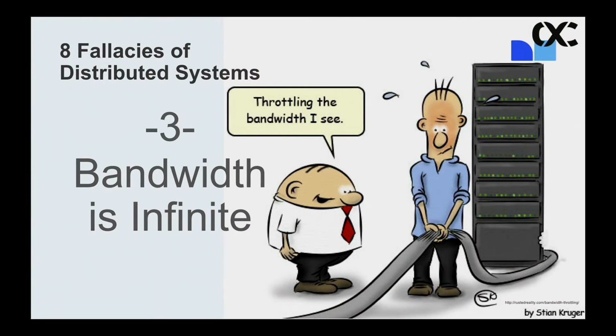The third fallacy is that the bandwidth is infinite. Well, data can't flow any faster than the message broker can process it. And if you have a single thing in the middle, for example a database, it will stop everything else. And the bandwidth is not infinite. You may add bandwidth, but not infinitely.